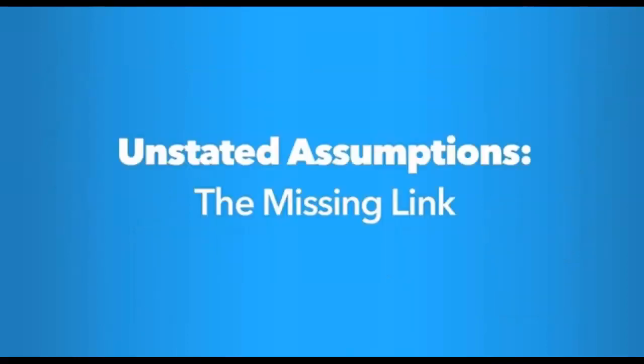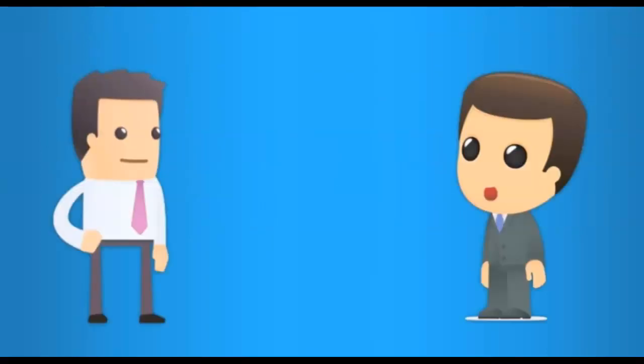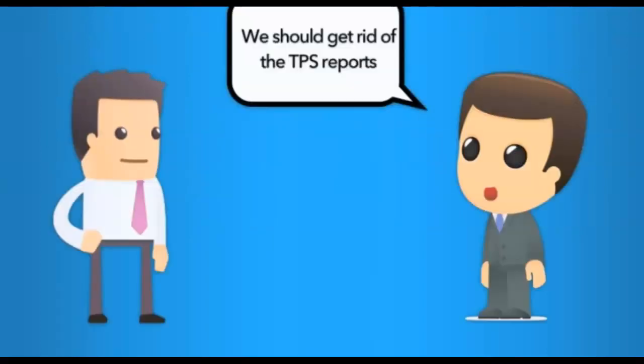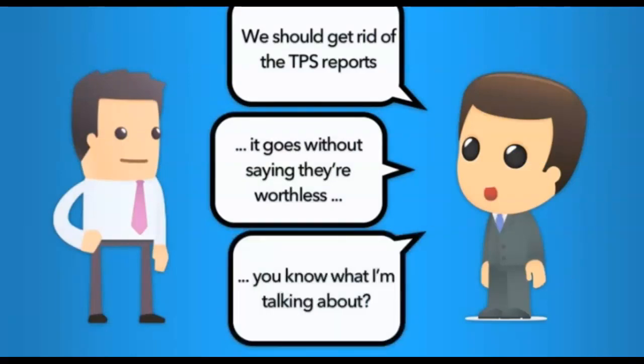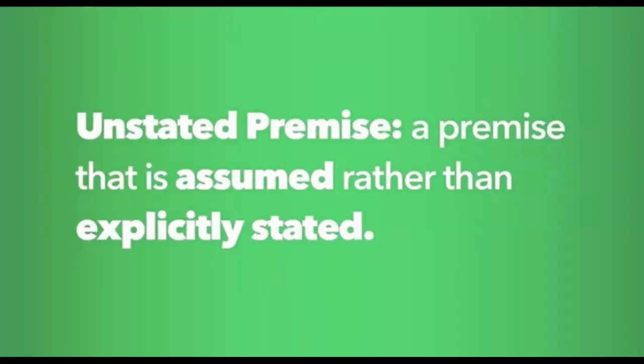The missing link, unstated assumptions. Sometimes it can be difficult to tell whether someone's making an argument or whether the argument they're making is a good one because pieces of the puzzle are missing. People do not always explain their arguments very well. Have you ever heard the phrase, "it goes without saying"? That "it" is an unstated assumption, a premise that, for some reason, is simply assumed rather than explicitly stated.